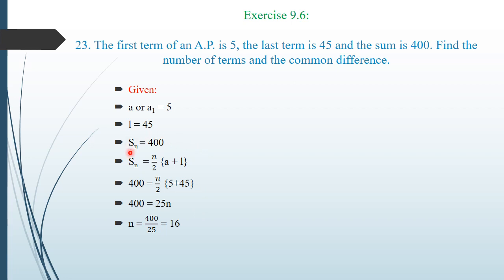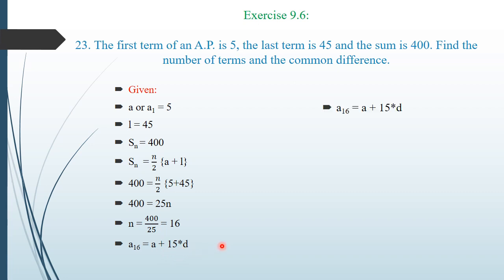Which is nothing but the 16th term is the last term, which is nothing but 45. Therefore, I can write the last term as A16, which can also be represented as A plus (n minus 1) into D, where n is 16, so 16 minus 1 will be 15. Therefore, A16 can also be written as A plus 15D.